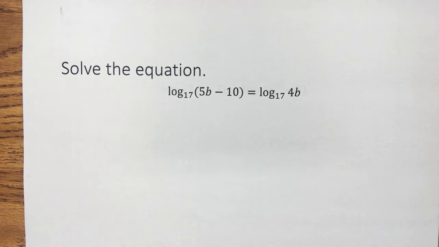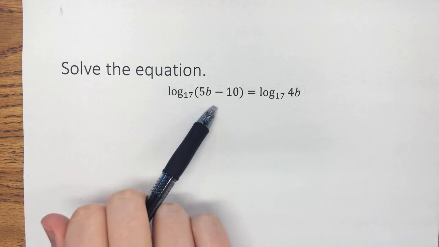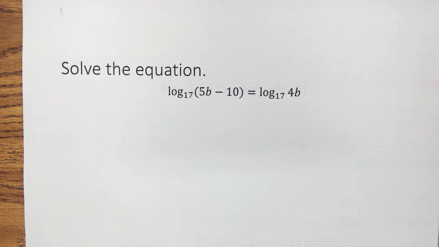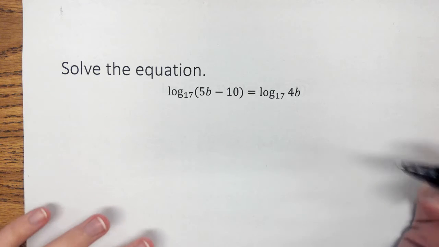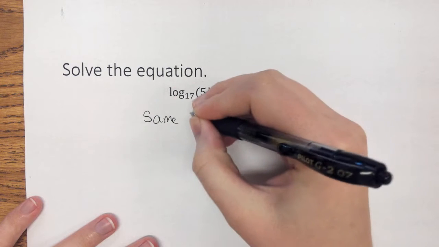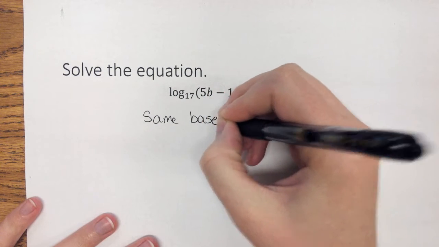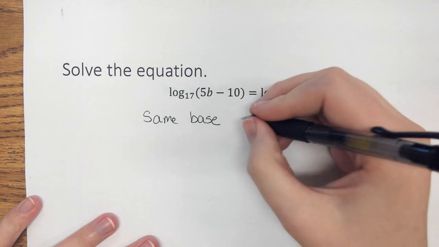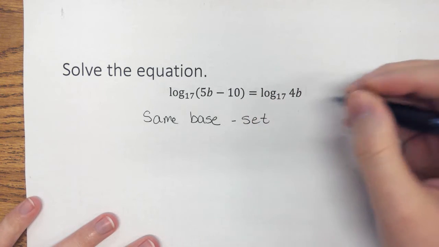So for our first equation, we have log base 17 of 5b minus 10 equals log base 17 of 4b. Now this is just like with exponents. If the bases are the same, then you can just set the insides equal. Just like with exponentials, if the bases are the same, then you can set their exponents equal. So we're just going to set the insides of these equal.